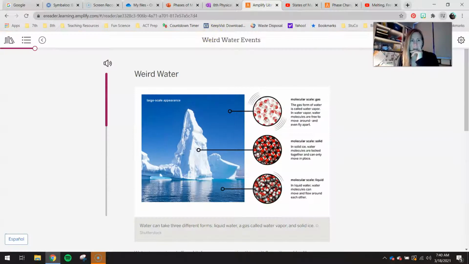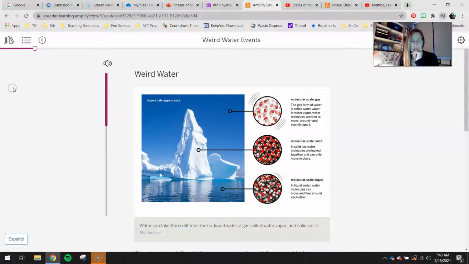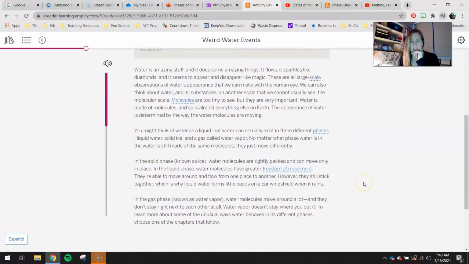You will open up the article. It's the very first one. You are just reading Weird Water Events, okay? Again, study this diagram where we have, all right, here's obviously a solid, here's a gas, and then here's a liquid. Here's a little description of each of those on the molecular scale. And then a short little article there, only about 4 paragraphs long for you.